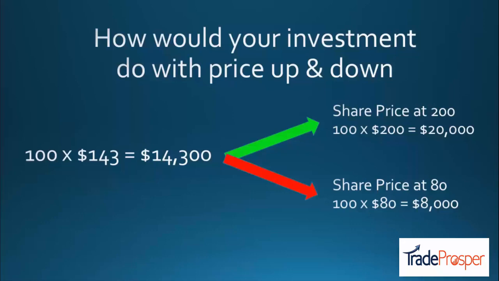But similarly, the downside risk exists. What if the share price falls to $80? Your 100 shares, once again, will now be worth $8,000. From this description, it becomes clear that owning the underlying shares, you have full exposure to both the upside as well as the downside risk involved with investing in shares.